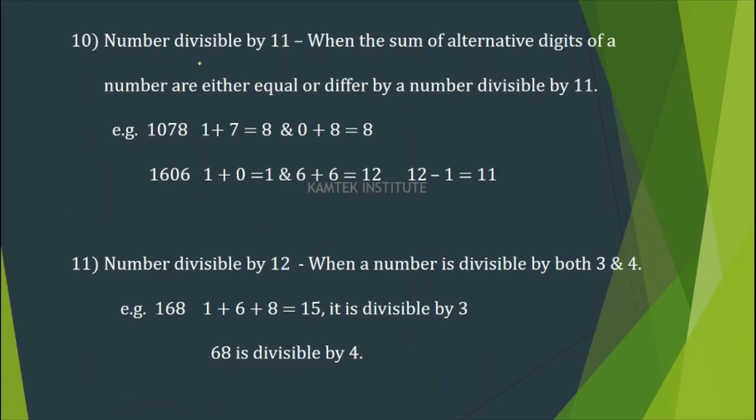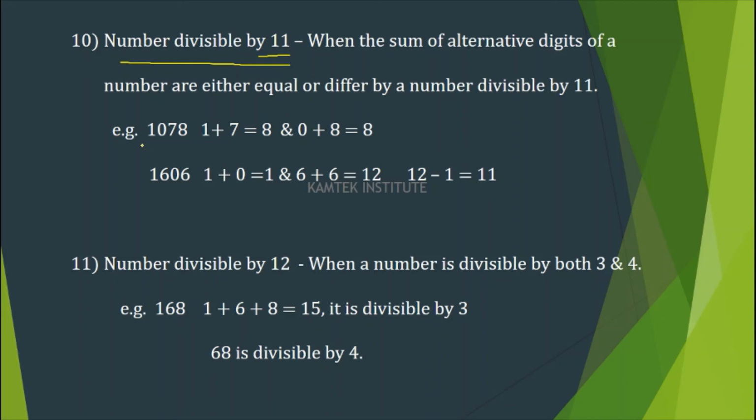So now we come to the next number, that is number 11. And we want to know, how do we know whether a number is divisible by 11? So when the sums of the alternate digits of the number are either equal or differ by a number divisible by 11, then that number is divisible by 11. We'll understand this with an example.